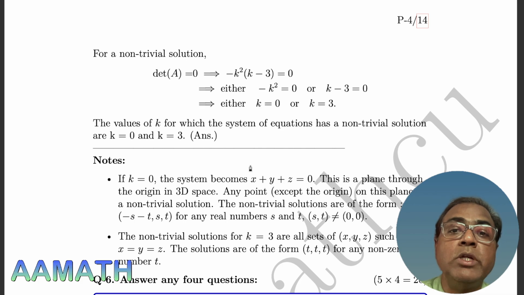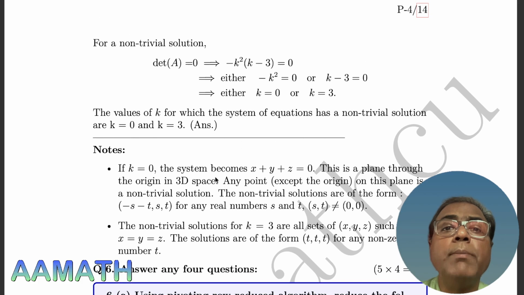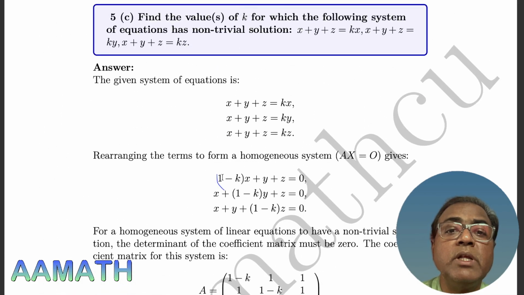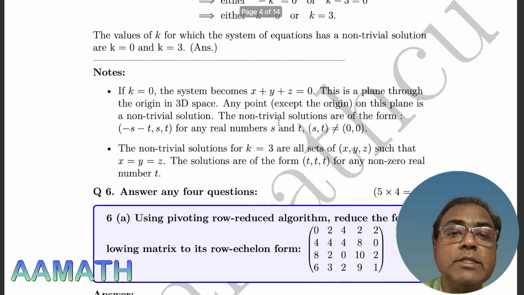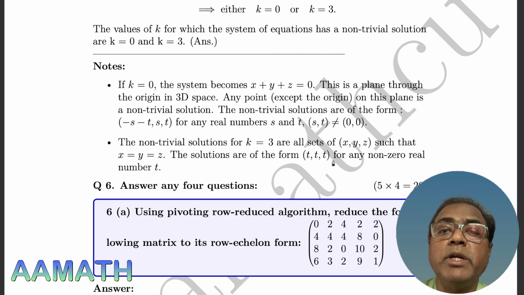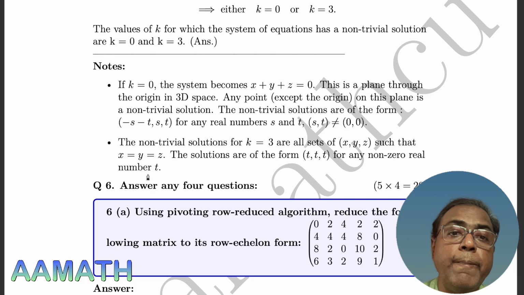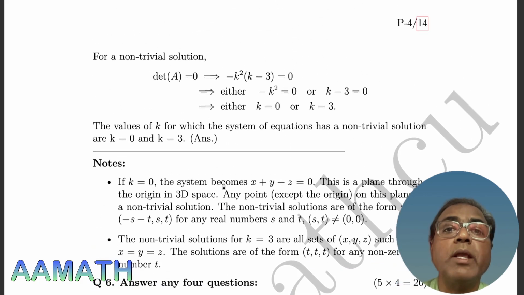For k equal to 0, there is only a single equation. And for k equal to 3, put k equal to 3 and we get minus 2x plus y plus z equal to 0. After simplification, we get x equal to y equal to z. So solutions are of the form (t, t, t) for any non-zero real number t. Actually, t equal to 0 is the trivial solution, so we are interested in non-trivial solutions, so t is a non-zero real number.